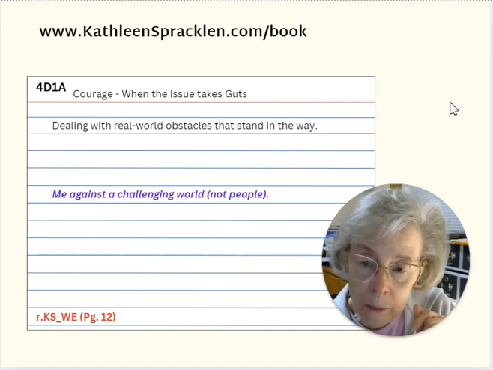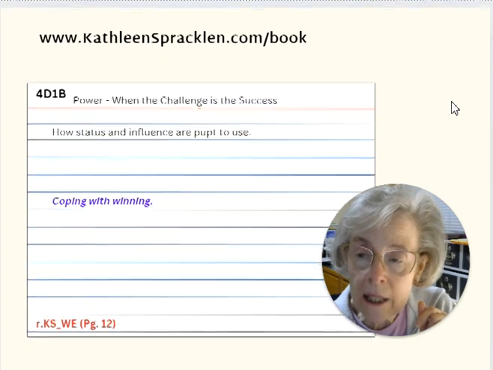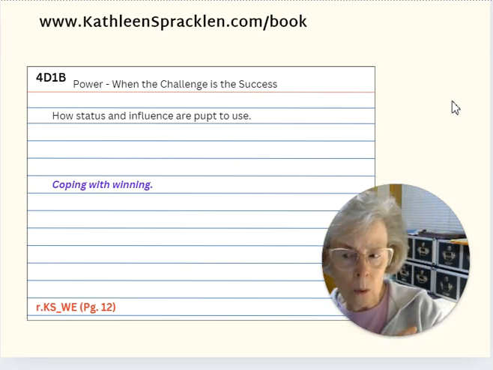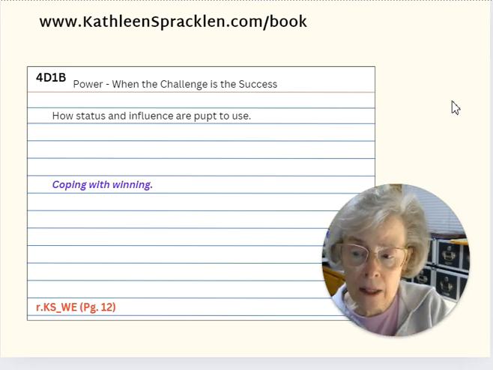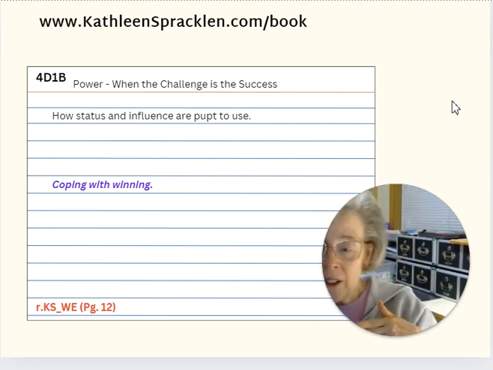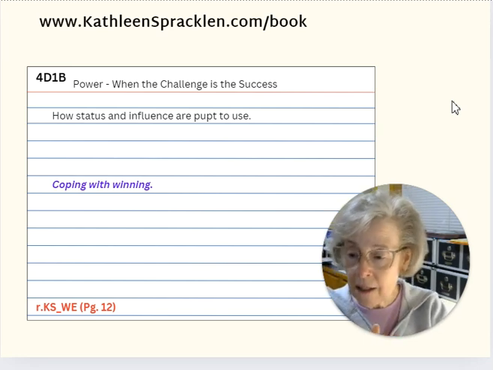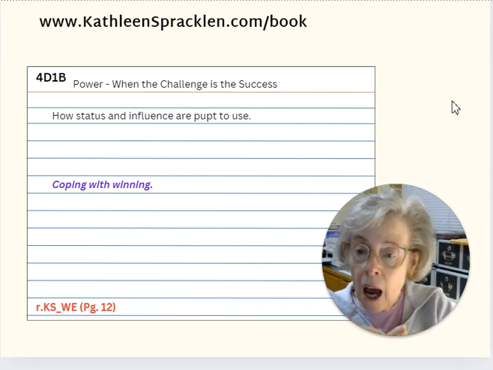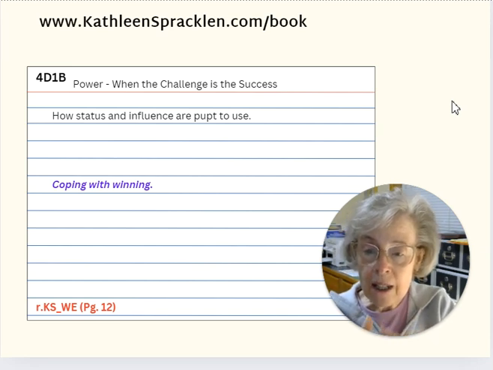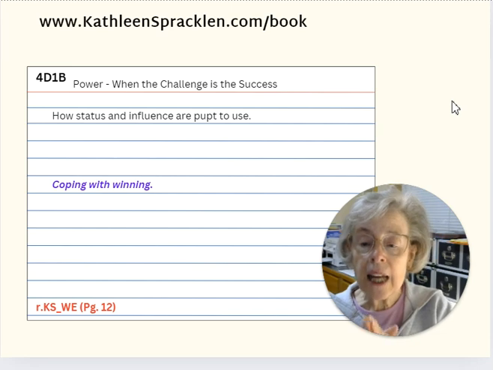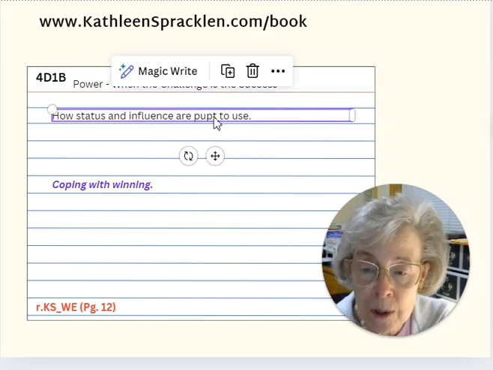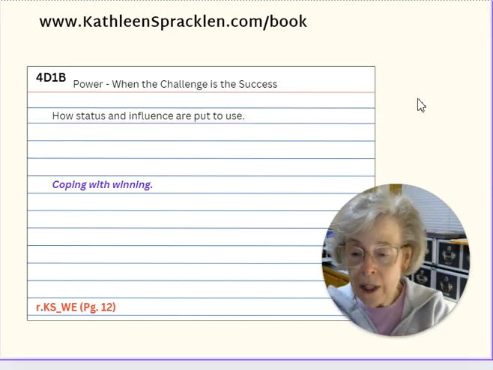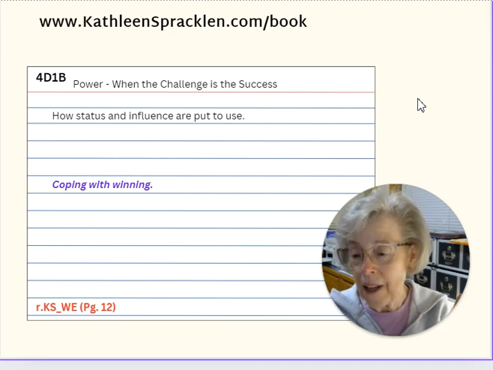And in the second group, the group 4D1B, it's still a struggle against the physical world, but now it's the case of, well, what happens when you come out on the winning side of that struggle? Is the coast clear now? Ho, ho, ho, I wish it were, but it isn't. Not for our character in a story. A whole other group of challenges comes in once success is achieved, because how are status and influence going to be put to use by our character? How is our character going to cope with winning? So that's the second subgroup.